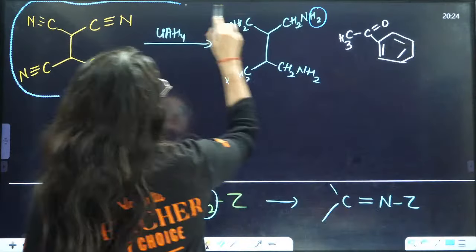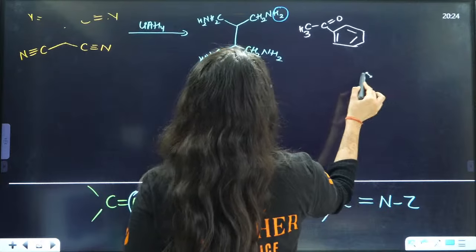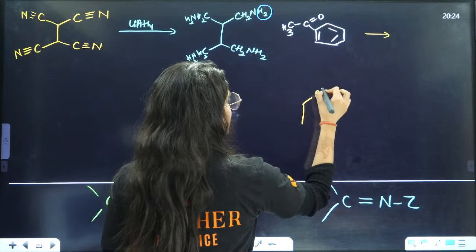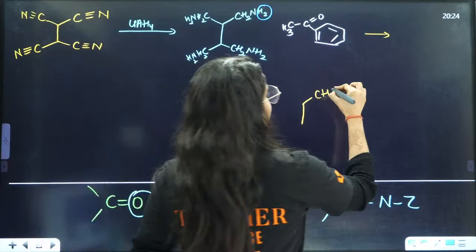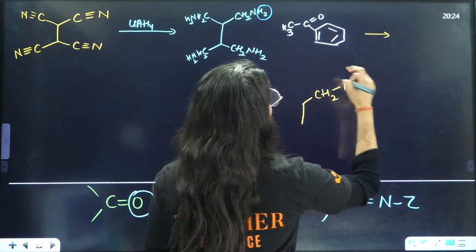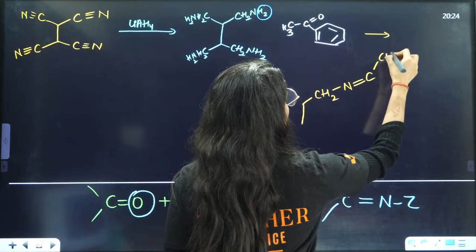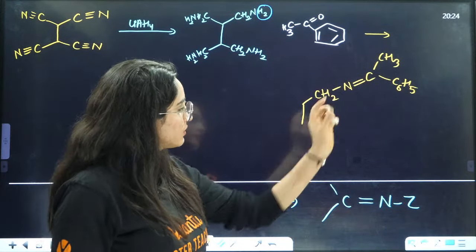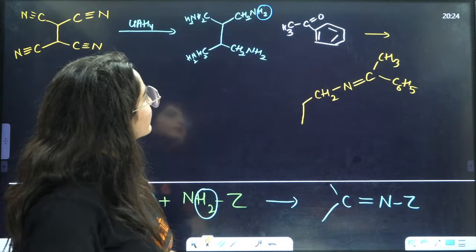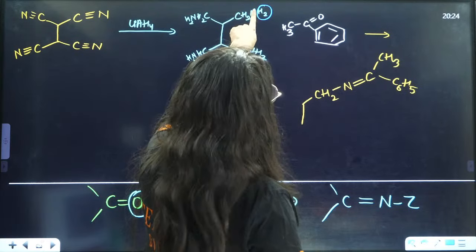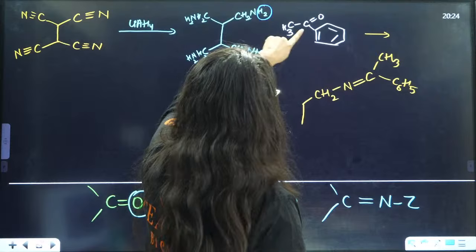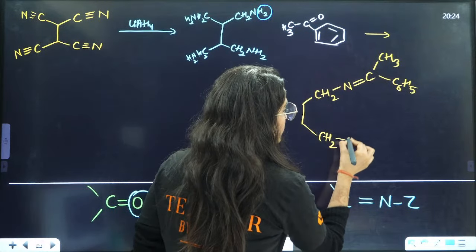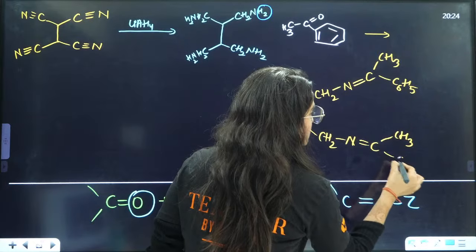In this full compound, what will happen, let me write it here. So this is your 1, this is CH2, and this nitrogen is attached to this double bond. Then this carbon has one CH3 and one C6H5. Wait a minute. Here you have carbon, then you have nitrogen, attached to this carbon, CH3. Same thing will happen here: CH2, nitrogen, double bond C, CH3, C6H5.